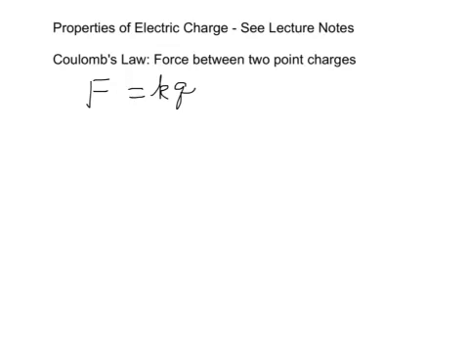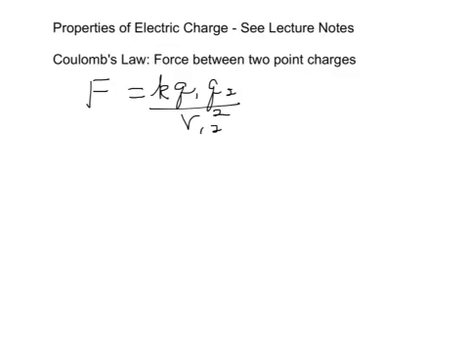Oops, I forgot the K. K times Q1, that's the electrostatic constant, times Q2 over R12 squared. R12 is the distance between the charges. Q1 and Q2 are the names of the two point charges.